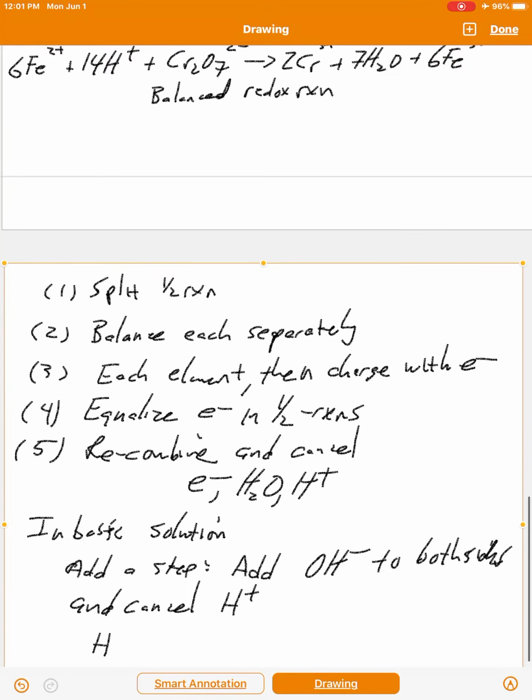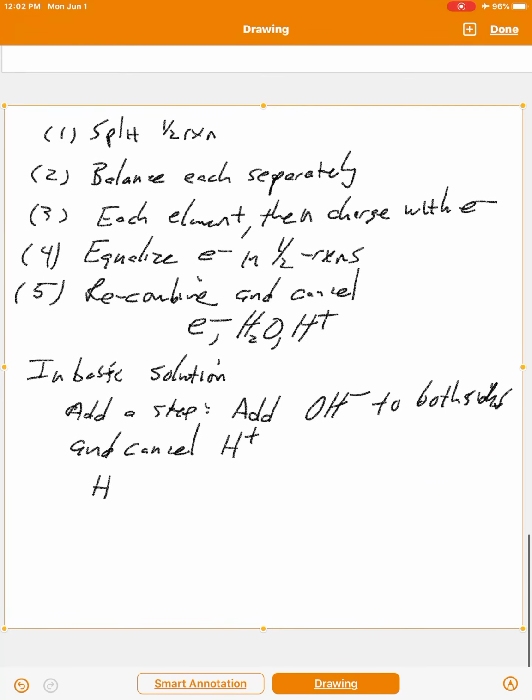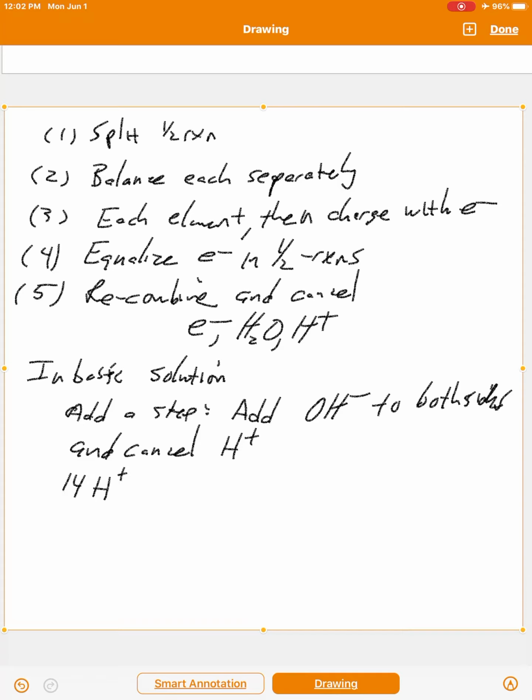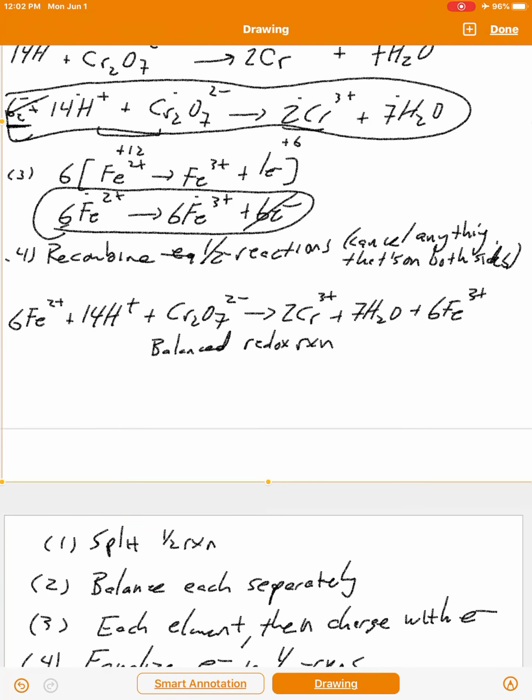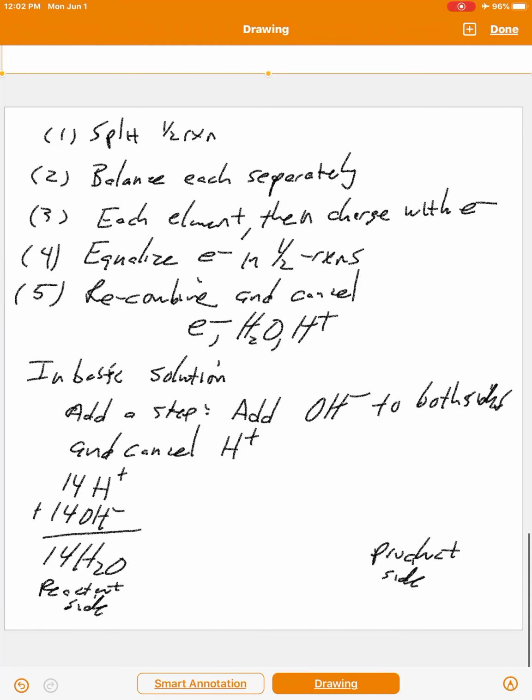So here's what you do. Let's say we have, I'm going to come back to the previous example. This one's an acidic solution. But suppose you've got 14 H plus. What you would do is you'd add 14 OH minus to it. And that gives you 14 waters. So you would do that to the reactant side. But remember, if you add something to the reactant side, you got to add it to the product side. So this would be on the reactant side. But on the product side, let's come back over here. On the product side, we just have water to begin with, right? So we're going to have 7 waters plus 14 OH minus, right?